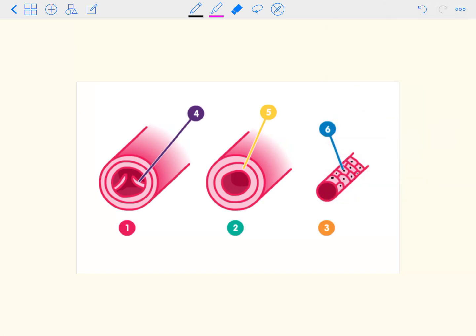Hi, Year 9s. Before we get going on this week's lesson, I just want to clear up some misconceptions that popped up from the Educate quiz from last week's lesson so that you have those firm in your mind before we move on. So first I want to talk about the 3 different types of blood vessels.